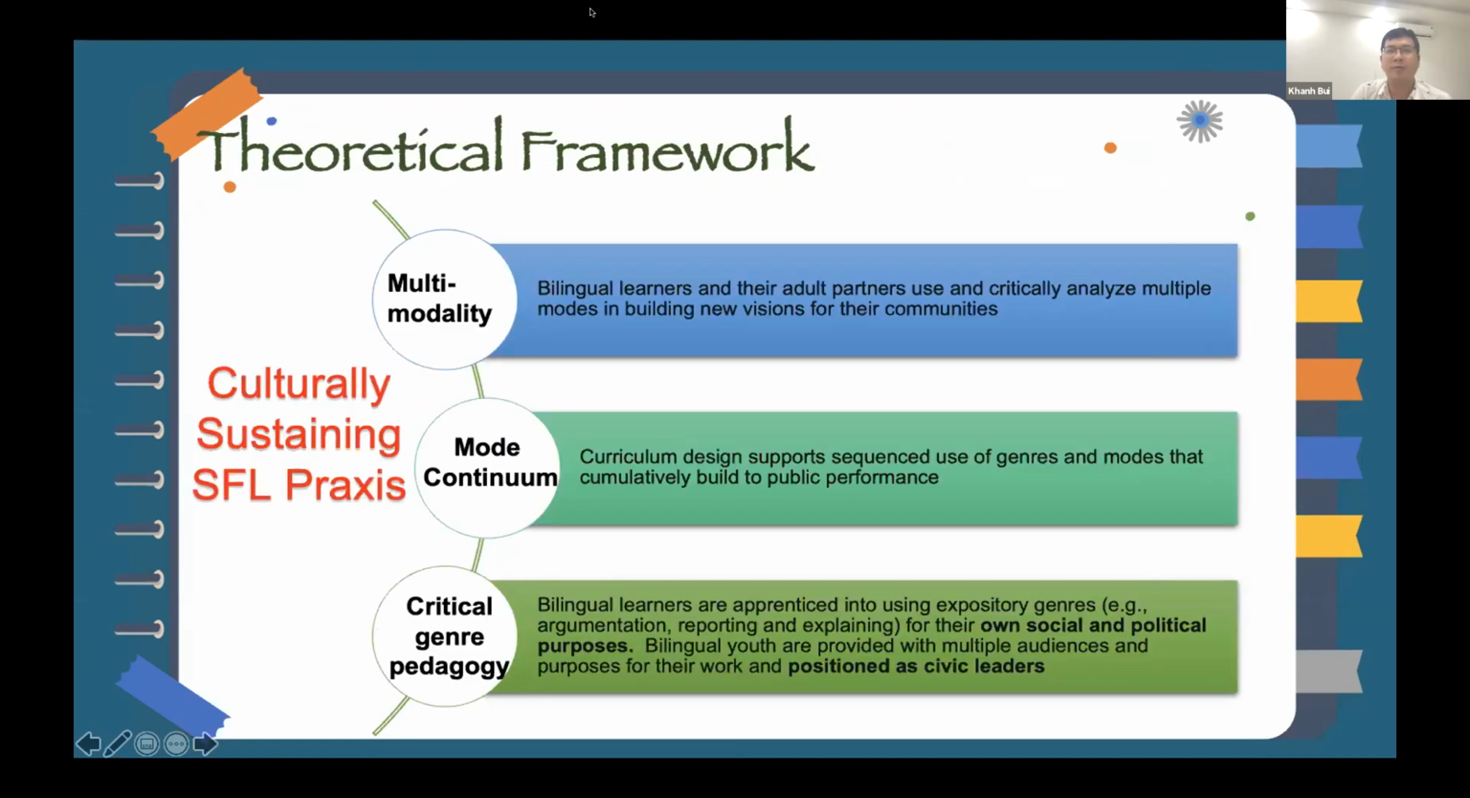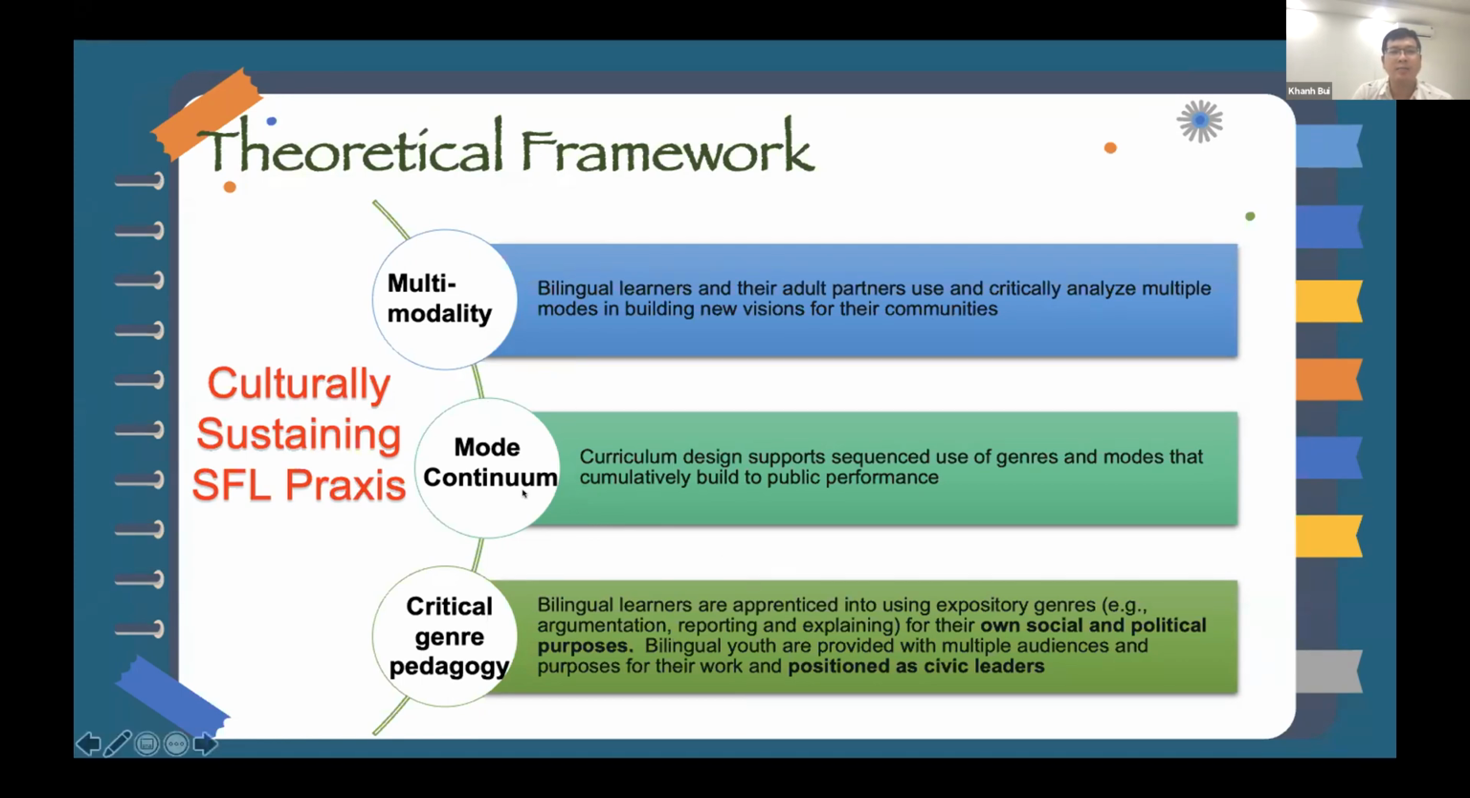The theoretical framework for our studies, we call it culturally sustaining SFL process. There are three key tenets in our theoretical framework. The first one is multimodality. Bilingual learners and their adult partners use and critically analyze multiple modes in building new visions for their communities. As I explained earlier, the youth are working with us as researchers to analyze their school, to see what they should improve, and they use multiple modes in building a new school.